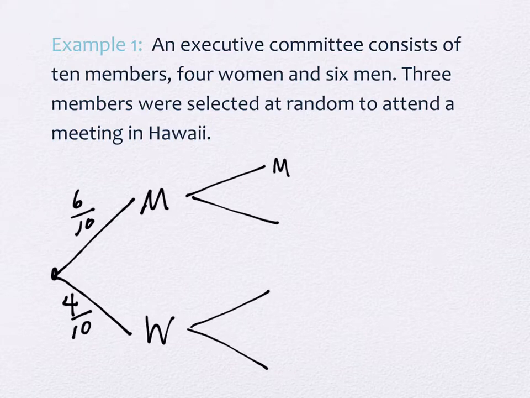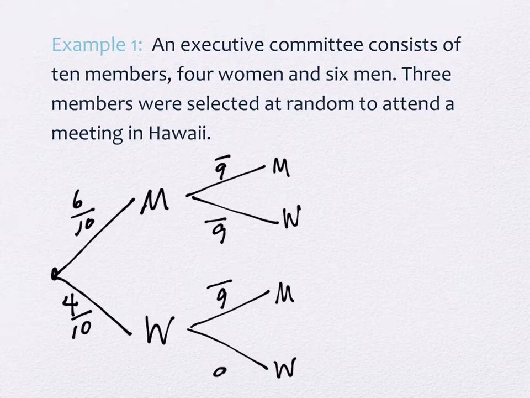Again, I will either get a man or a woman. But whatever I chose first, I'm not putting their name back in the hat. They're not going to Hawaii twice, right? We don't take the name out and then put it back in. We take the name out and we leave it out. So how many names are currently in my basket now? 9. Because we only picked 1. We considered what the one could have been, but we only picked 1.